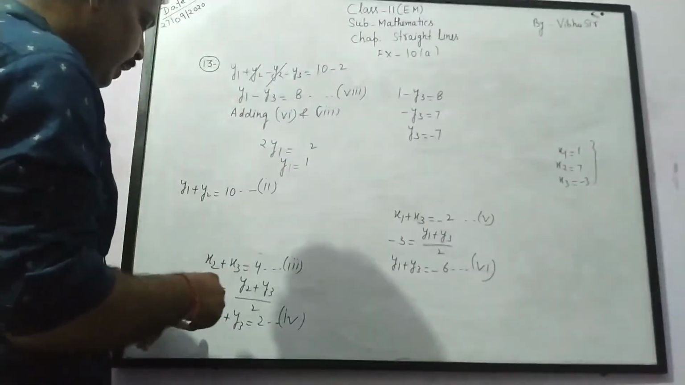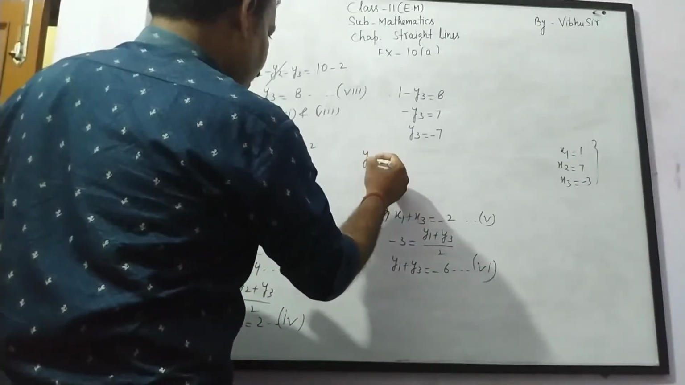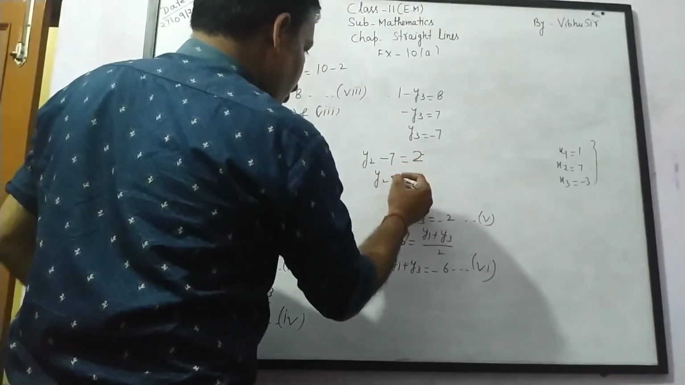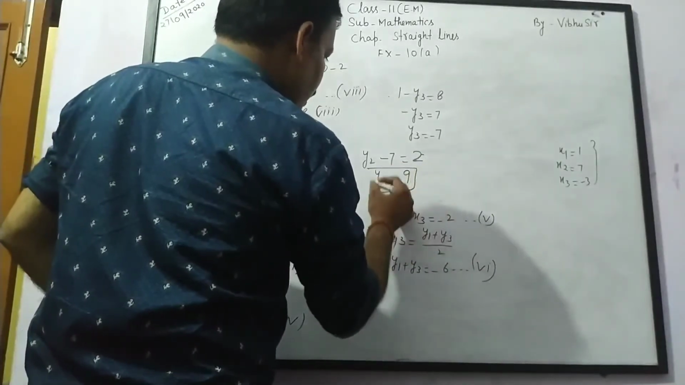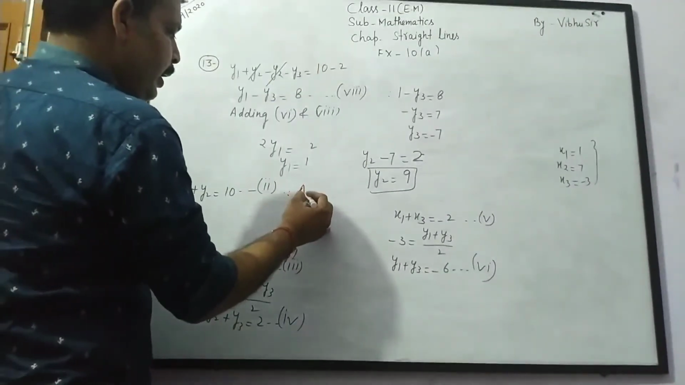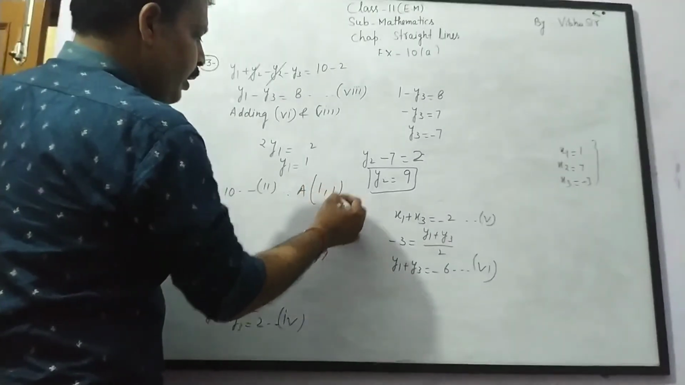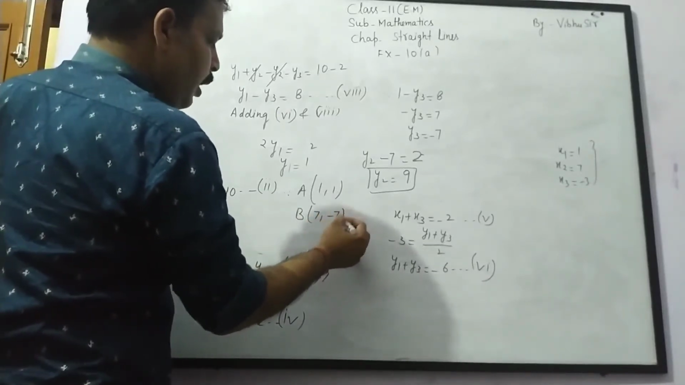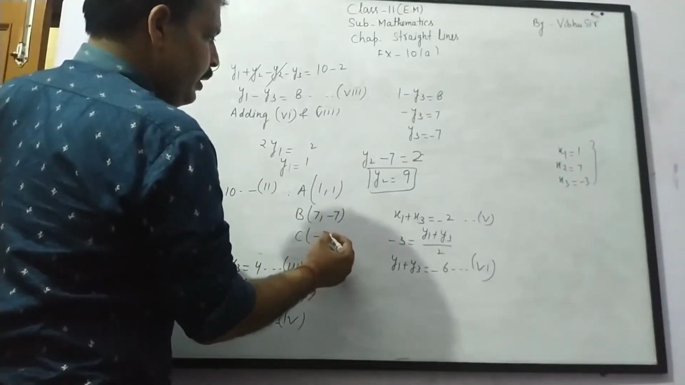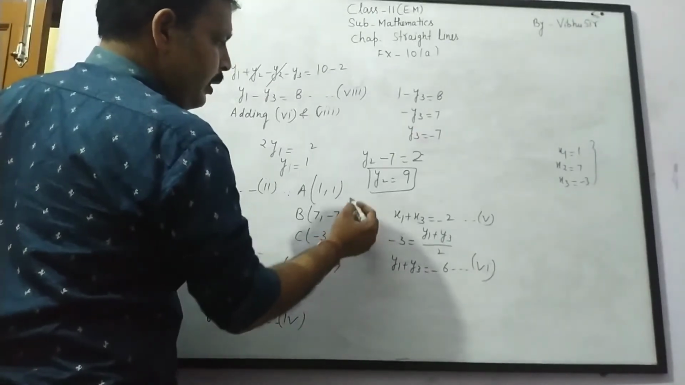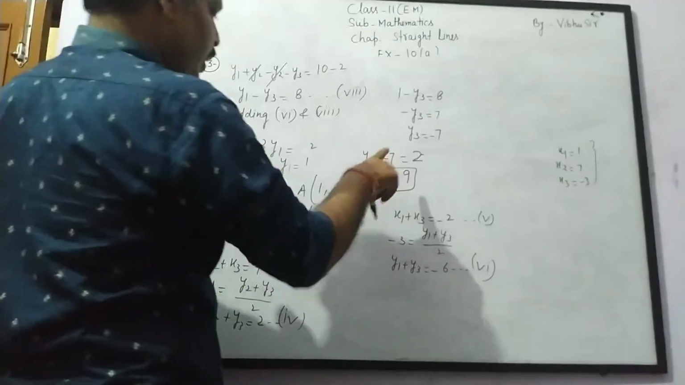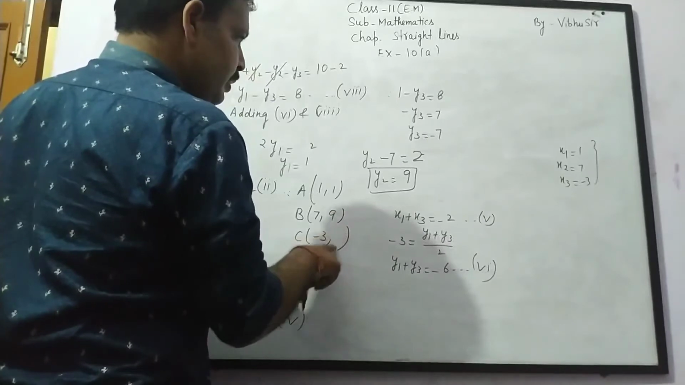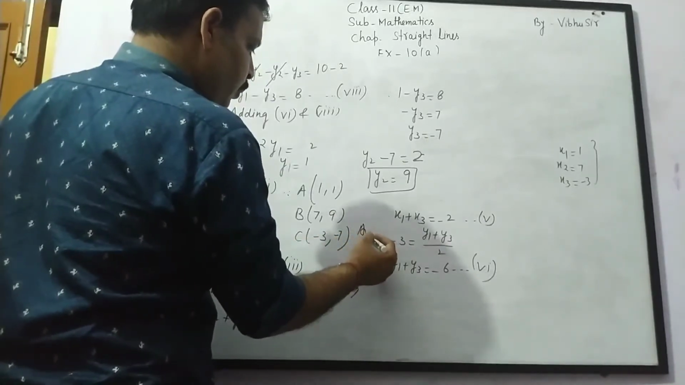Putting the value of y3 in equation 4, y2 minus 7 equals 2, therefore y2 equals 9. Hence the coordinates of A are (x1, y1) = (1, 1), the coordinates of B are (x2, y2) = (7, 9), and the coordinates of C are (x3, y3) = (-3, -7). Answer, write down.